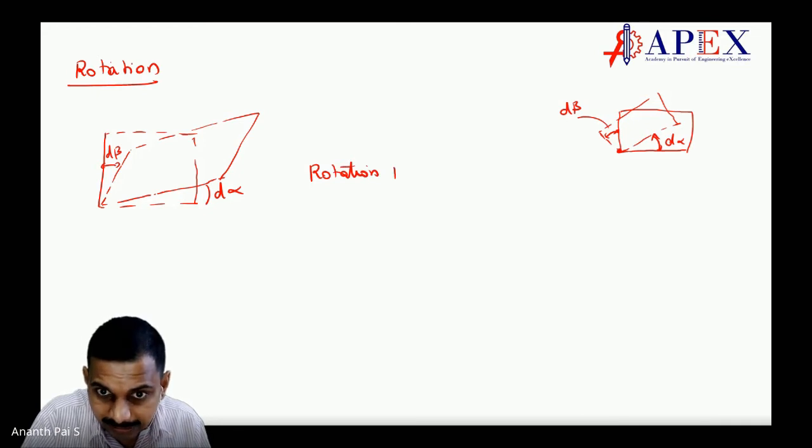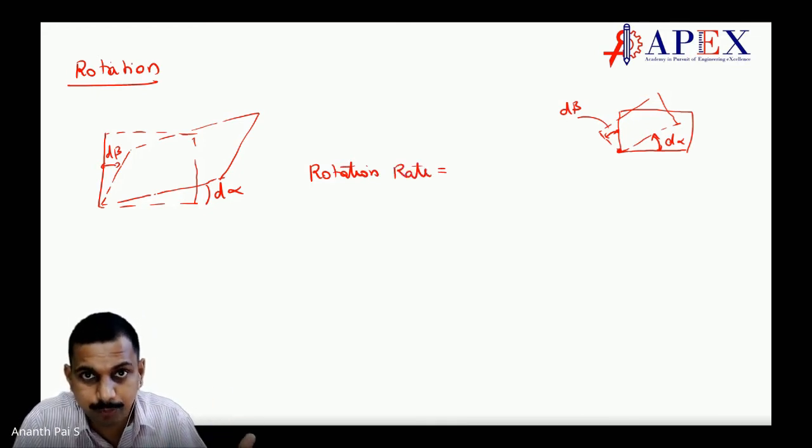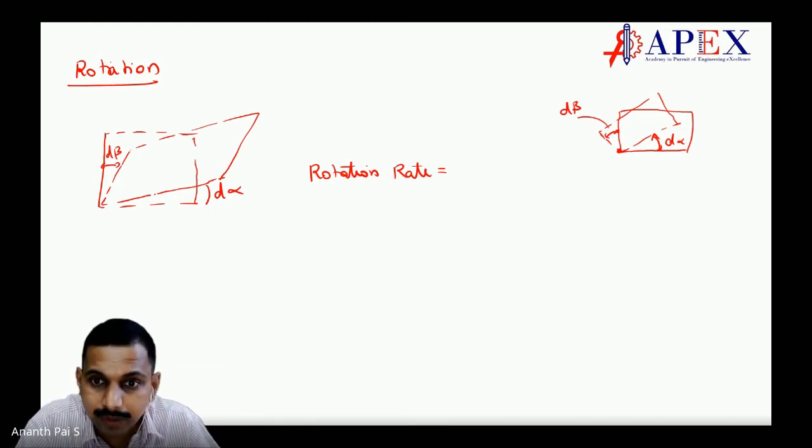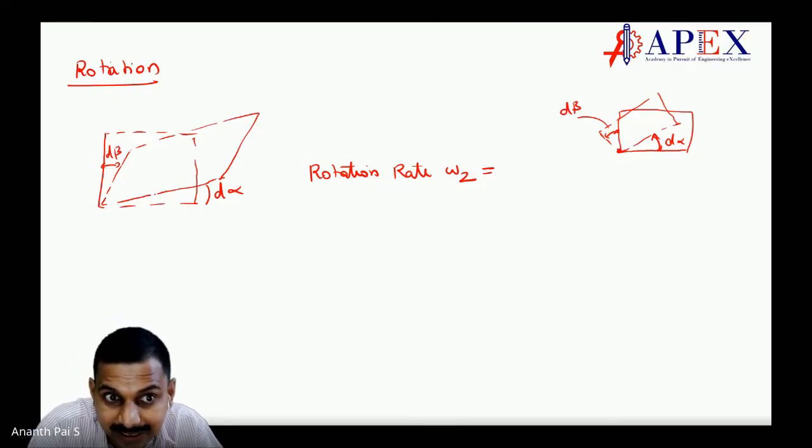Rotation rate. We are considering rotation rate. Always when you consider rotation in fluid mechanics, it's always rotation rate. This rotation rate with respect to the z axis, very important to note, it is with respect to the z axis, and it is minus. It's coming out like this.